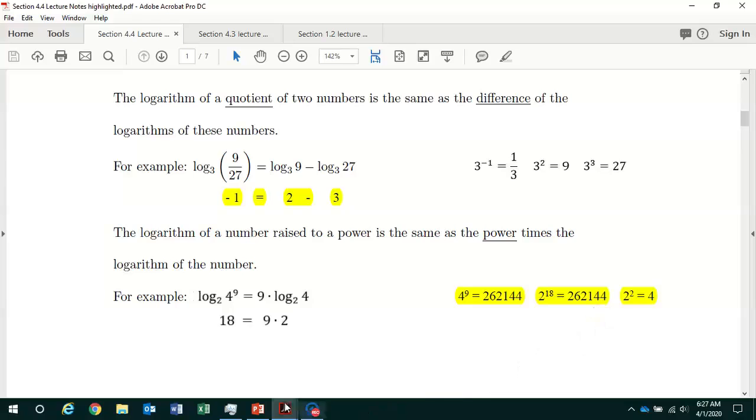262,144. And so we got to show that this on the right is equal to 18. Well, log base 2 of 4 is equal to 2, because 2 squared is equal to 4, and 9 times 2 is indeed equal to 18. So this demonstrates the validity of the power rule.